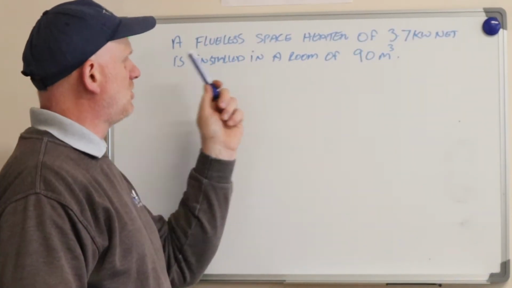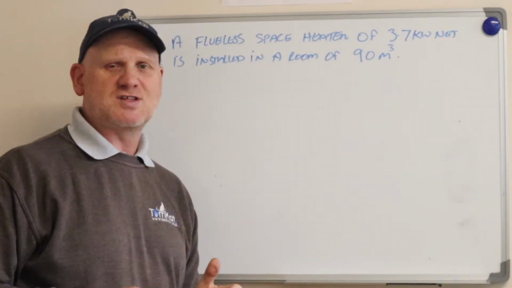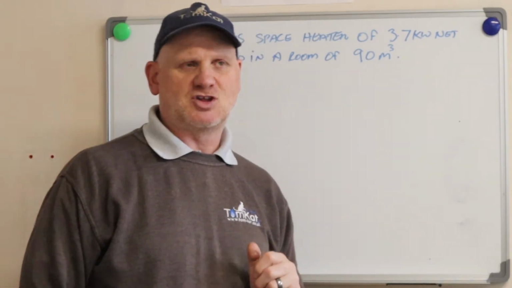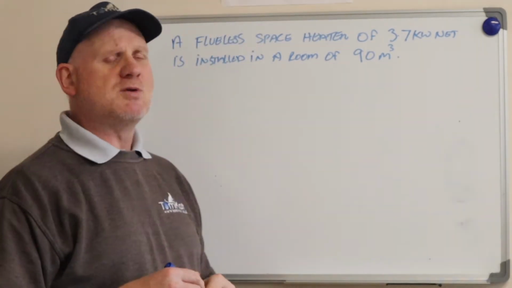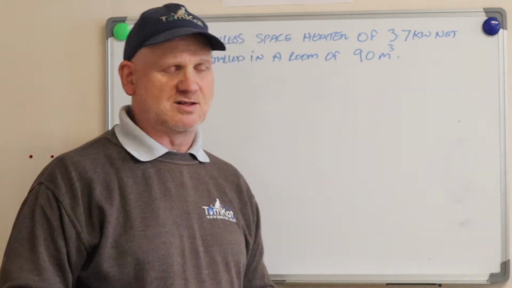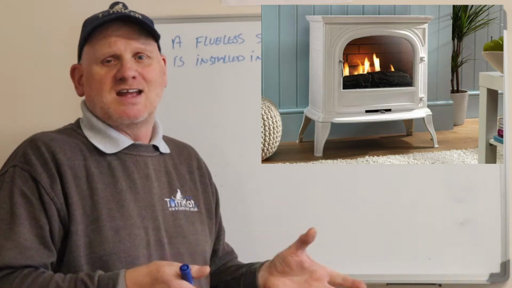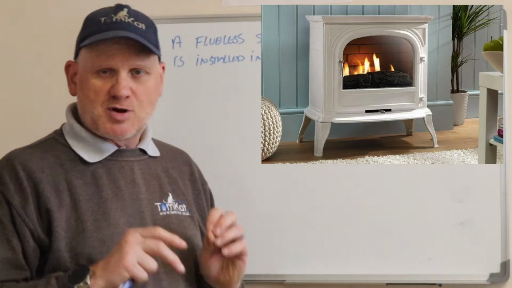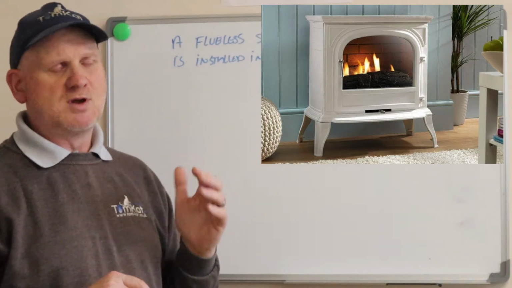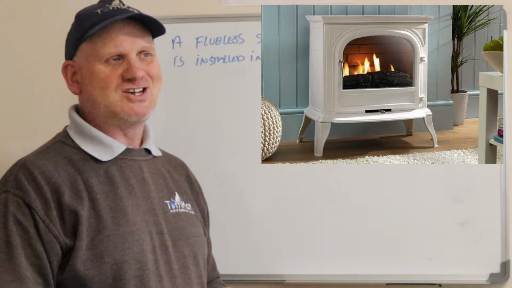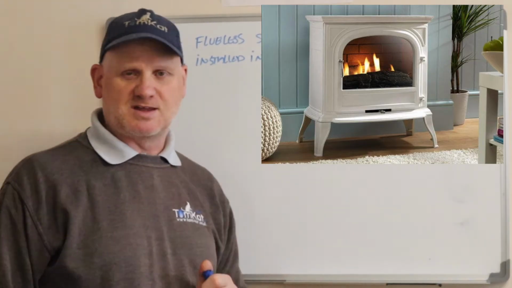We have a flueless space heater of 3.7 kilowatts net in a room of 90 metres cubed. So first of all, what do we mean by a flueless space heater? Well, basically it's a fire in a living room and it's not connected to a flue system. It means the products of combustion come into the room and it uses a catalytic converter to convert the CO into CO2. So we require permanent ventilation for a flueless space heater.